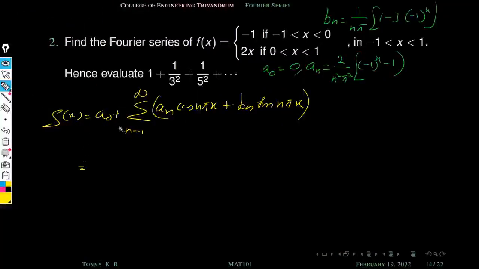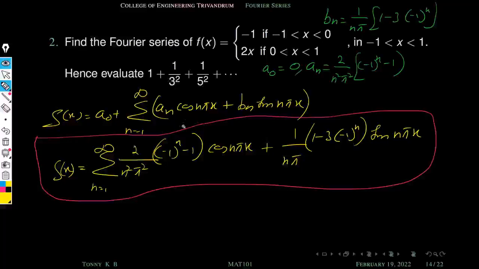So here our Fourier series is a0 plus sigma n equal to 1 to infinity an cos n pi x, because here L equal to 1, plus bn sin n pi x. Okay, so here a0 is 0, so this is the Fourier series of this function. Next we have to evaluate this infinite series. Before that, what is the relation between this f of x and s of x?